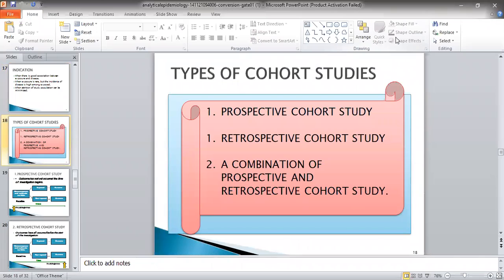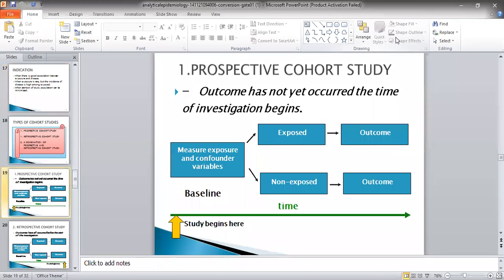There are different types of cohort study. One is prospective cohort study, second, retrospective cohort study, and the third is combination of both prospective and retrospective cohort study. What is the prospective cohort study?